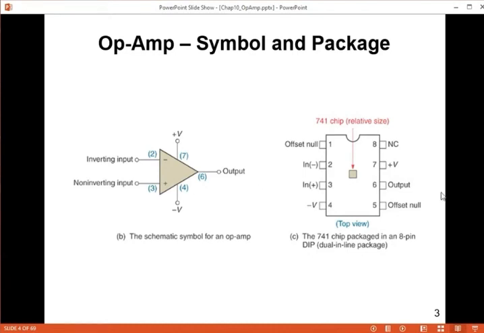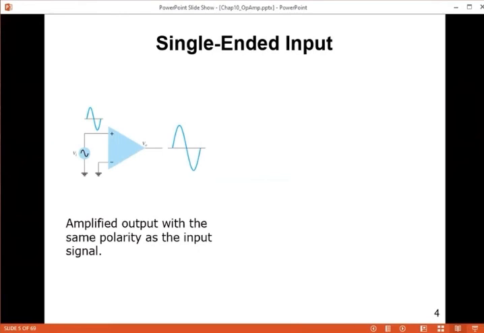So this is the op-amp appearance. One is the symbol, one is the actual outer surface schematic. For an op-amp, let's consider the single-ended input. An op-amp can amplify an input with the same polarity as the input signal.